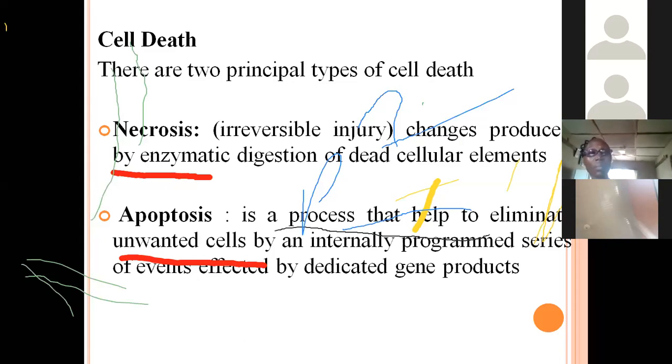We have two principal types of cell death. The first one is necrosis, and the second one is apoptosis. Necrosis is an irreversible injury, a change that is produced by enzymatic digestion of dead cellular elements. While apoptosis is a process that helps to eliminate unwanted cells by an internally programmed series of events.